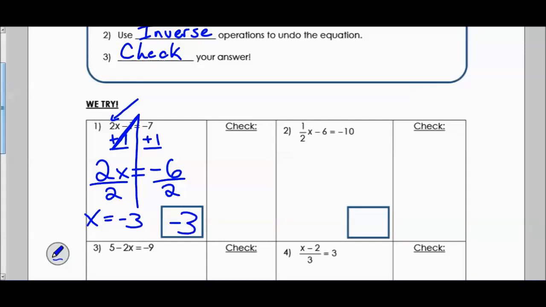And we can check that by just plugging back in. 2 times negative 3 minus 1. 2 times negative 3 is negative 6. Minus 1. That's going to build and make a bigger negative. That's a negative 7, which is exactly what we wanted.